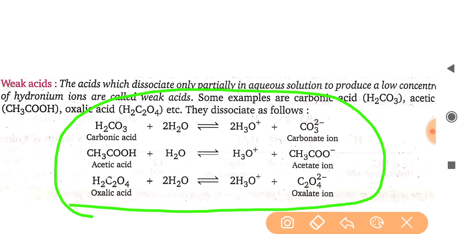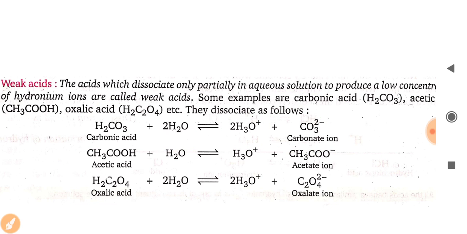Okay, for the carbonic acid example we take H2CO3 plus 2H2O. They form two hydronium ions and a carbonate ion. Okay, like this.